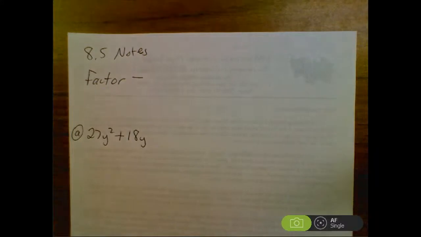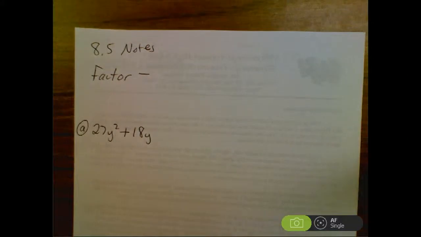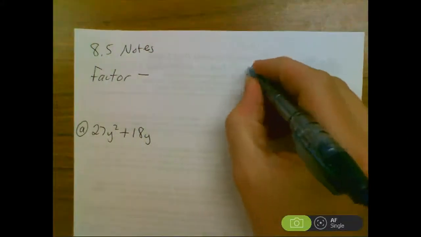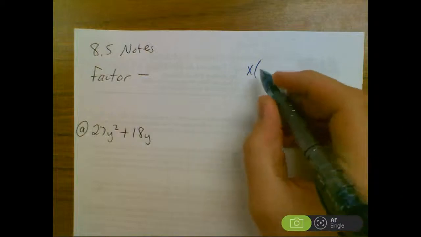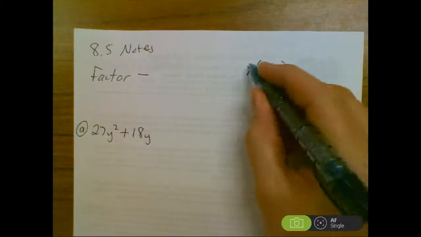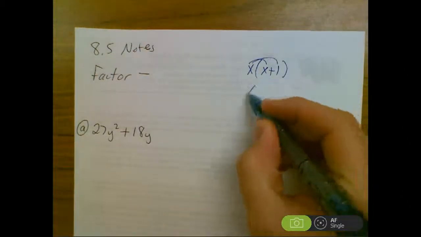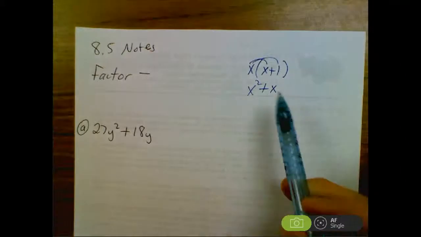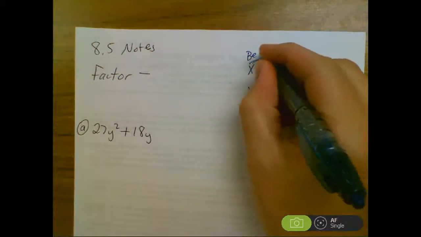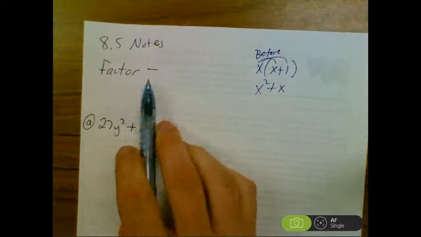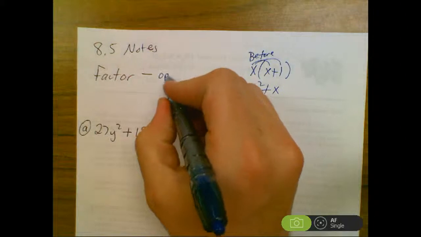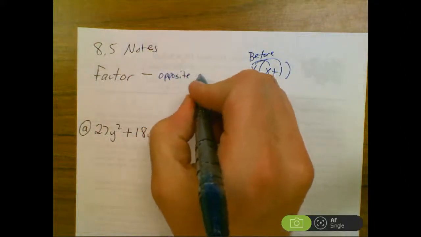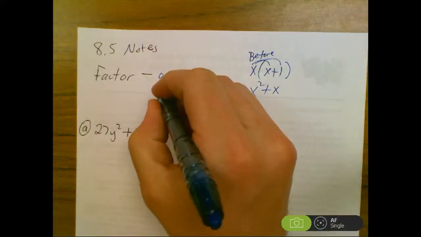Chapter 8.5, start of part 2 of the last chapter we're going to work on is factoring. So in all of the stuff that we've done before, we've distributed. So if we get a problem like x times x plus 1, we're multiplying out to x squared plus x. That's what we've done before. Now we're going to factor. Factoring is the opposite of distribute.